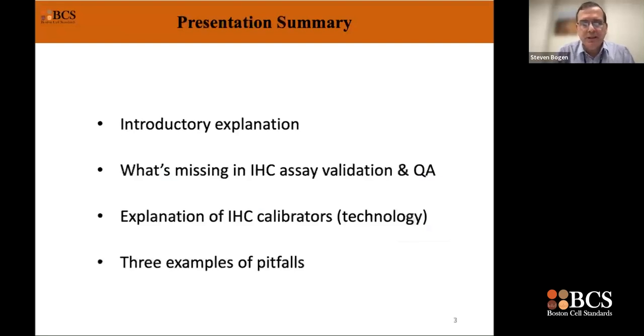So in the next 45 minutes, I'll share with you the following 4 topics: an explanation of floating cut point error, why it's missed using current IHC assay validation protocols and quality assurance, a description of IHC calibrators and the technology, and finally, 3 examples of pitfalls using published data.